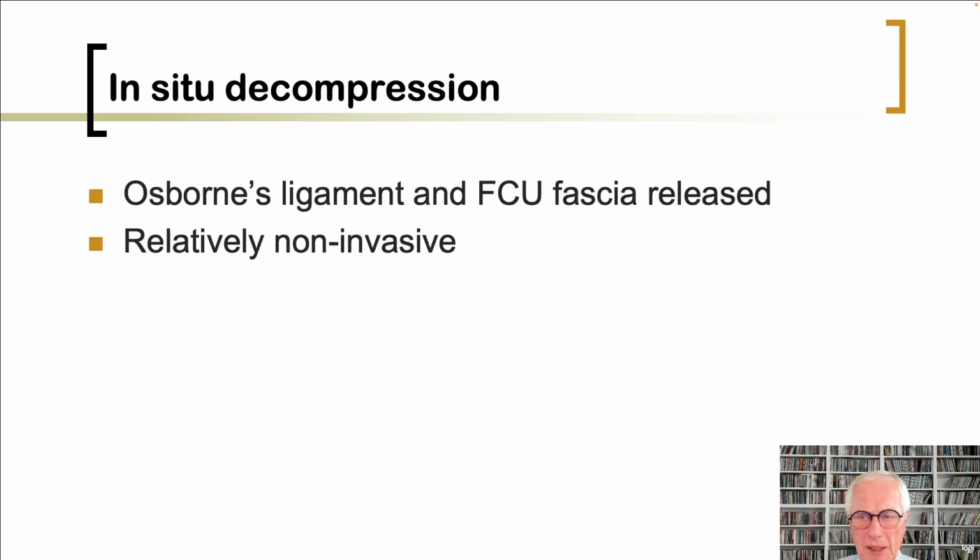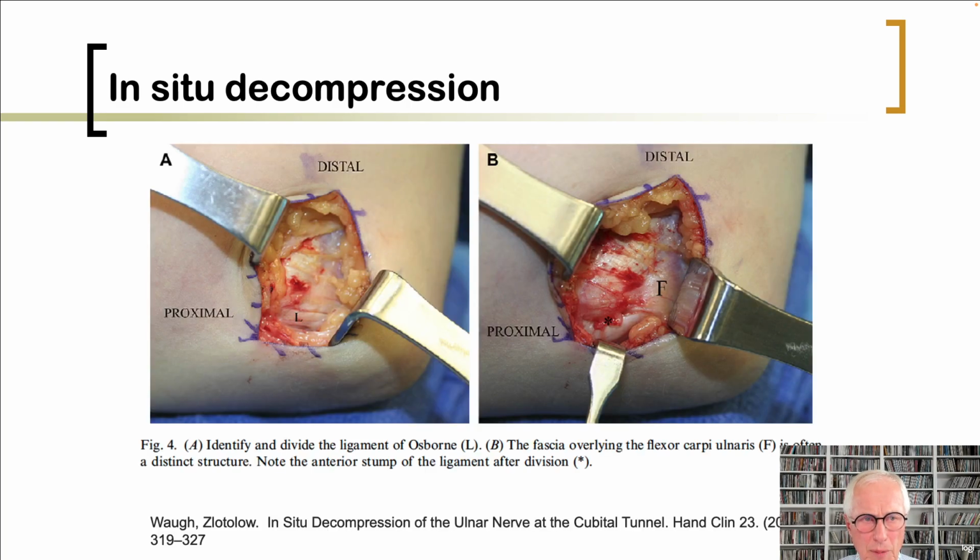Surgery can be done in different ways. You can do in situ decompression, which means that you release the Osborne's ligament and flexor carpi ulnaris fascia. That's a relatively non-invasive procedure, a very minor procedure actually. And if you have a clear-cut short segment study abnormality at this region in the cubital tunnel, this is probably recommendable.